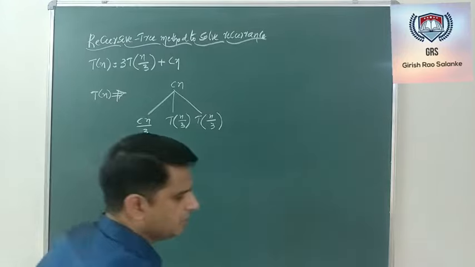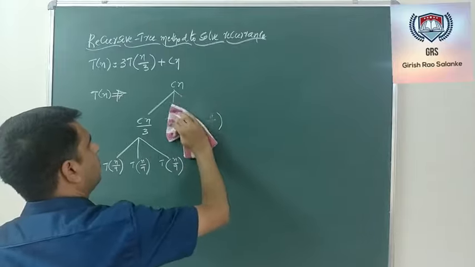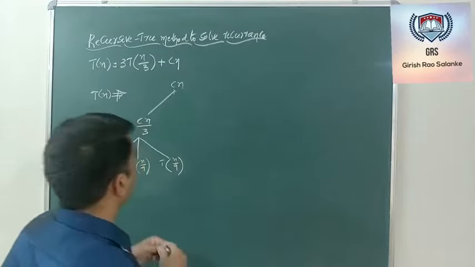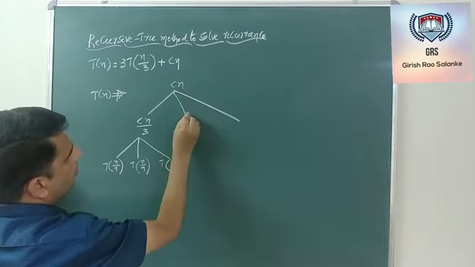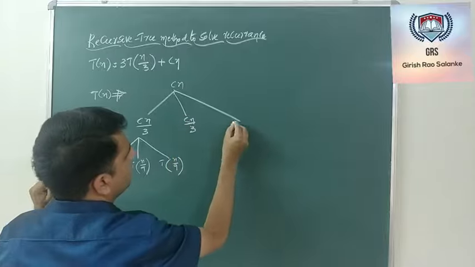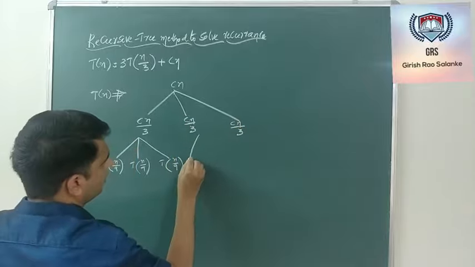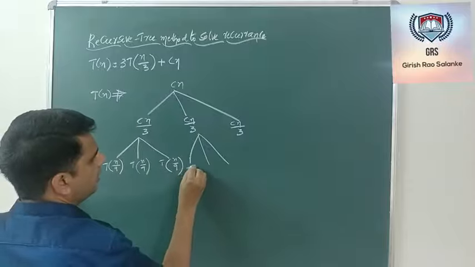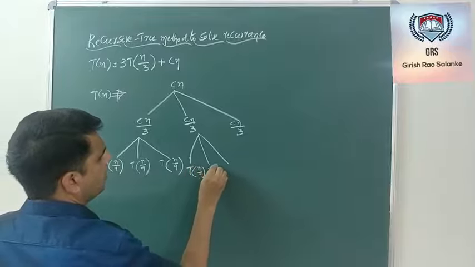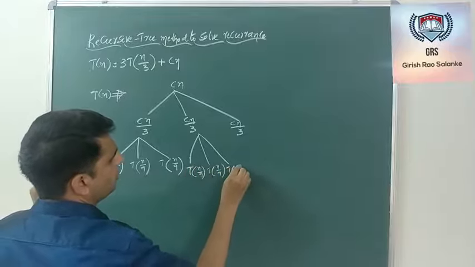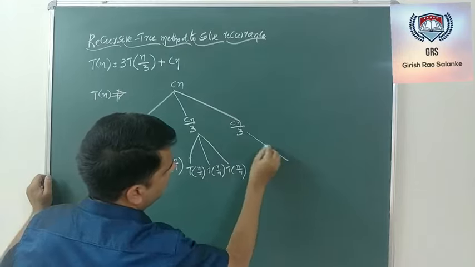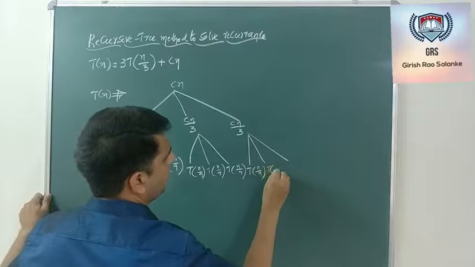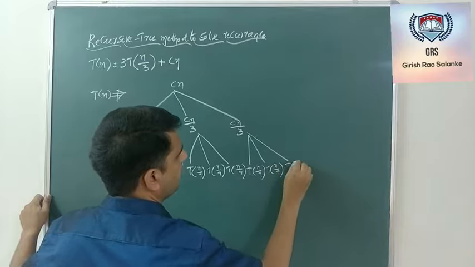And I can represent this other part also in the same way. This is cn/3 and even this was cn/3. Now this once again was T(n/9), T(n/9), T(n/9) and T(n/9). Even this also I can write as T(n/9), T(n/9) and T(n/9).